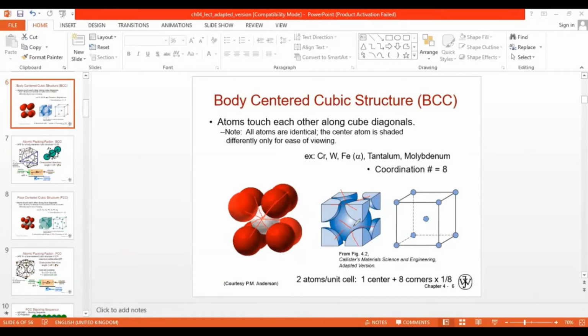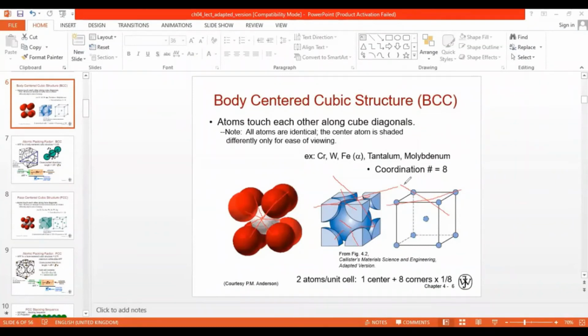So atoms touch each other along cube diagonals, right? Cube diagonals. Diagonal, you know, if it is a cube, then this and this we call as a diagonal, right? So this way and this way we call as diagonals. So here they are touching each other along diagonals, right? Not all atoms are identical.